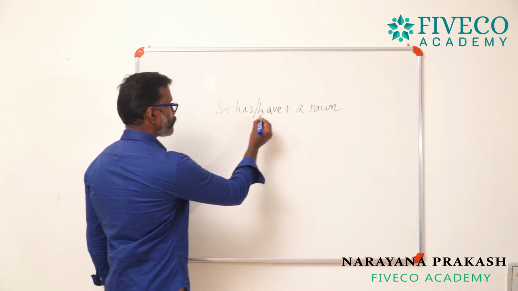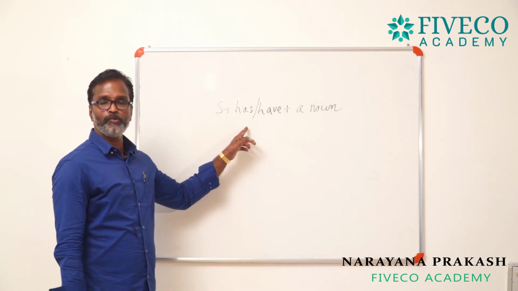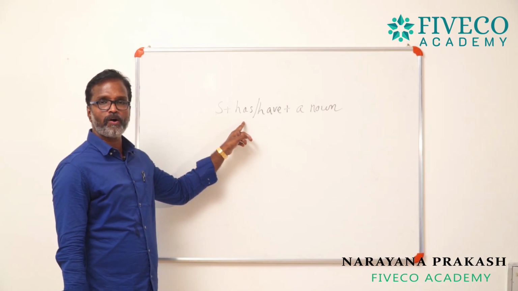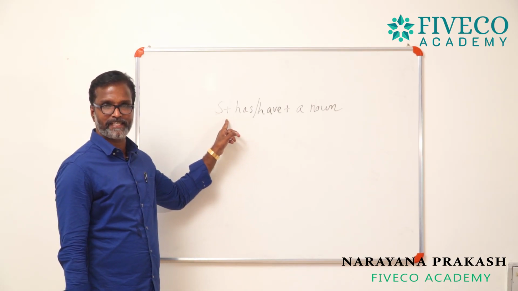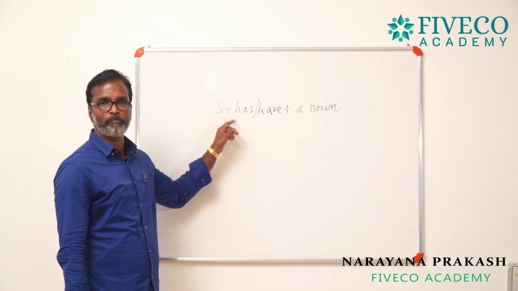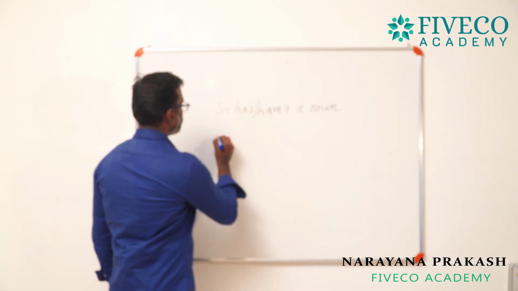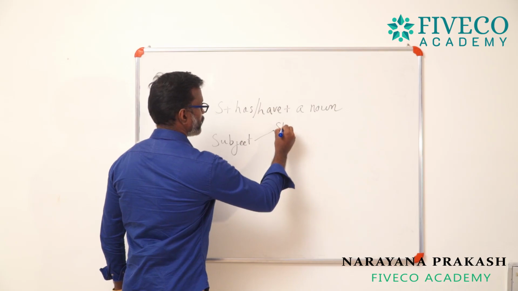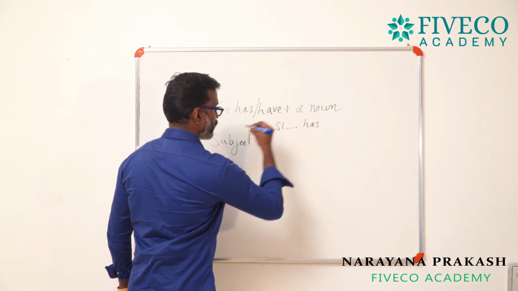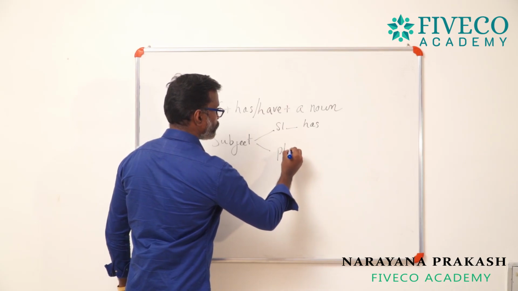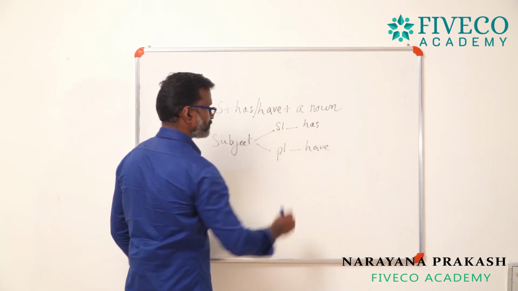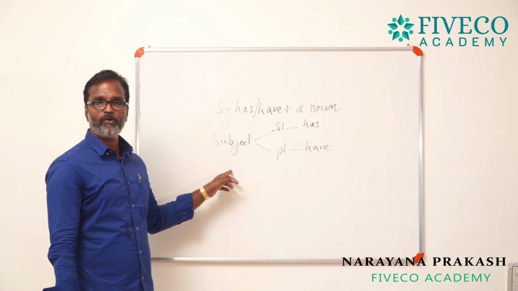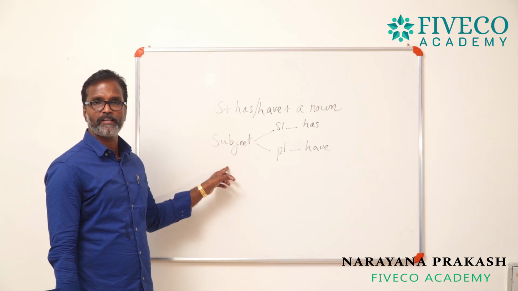And has or have, they are used as auxiliary verbs in English, and these two auxiliary verbs depend on the subject, whether it is singular or plural. I mean, if the subject is singular, you can use has after it, and if the subject is plural, you can use have. 90% of the auxiliary verbs depend on the subject, whether it is singular or plural.